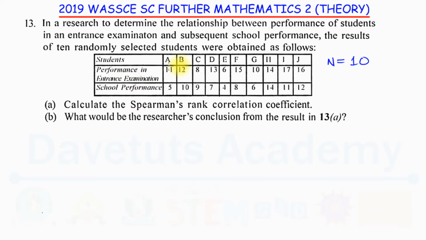So this is the table for the scores in the exams, both the entrance exam and the school exam. Now we have to calculate the Spearman's rank correlation coefficient and find what the researcher's conclusion from the result in A is going to be. To find it, we make use of the formula R = 1 - 6 multiplied by the summation of the deviation squared, over n multiplied by (n squared minus 1). We have already seen that the number of students is 10, so we have n, but we need to get the deviation.